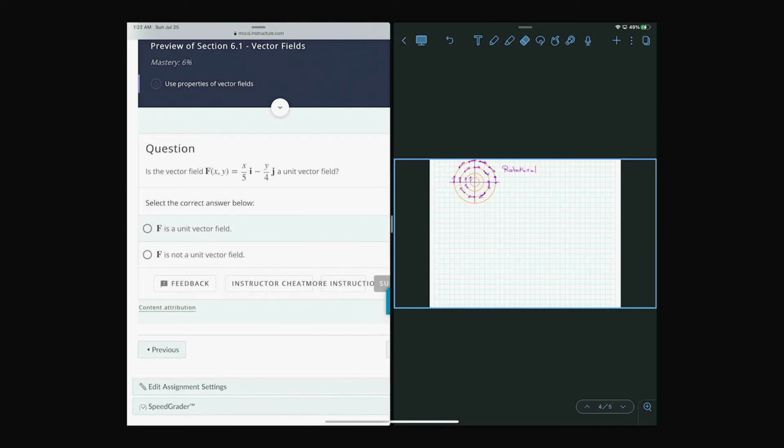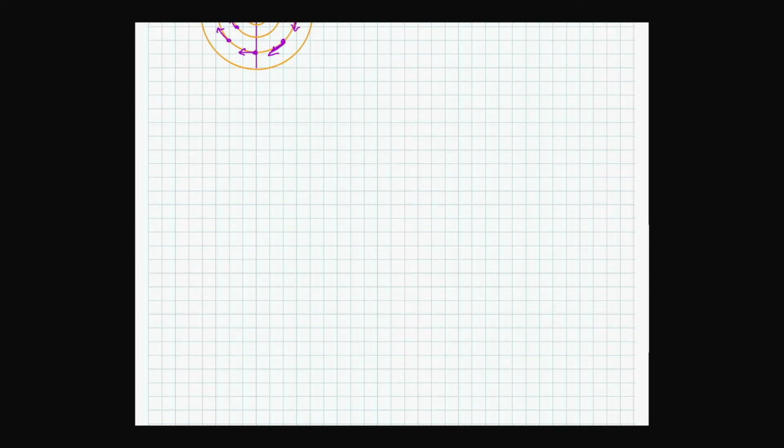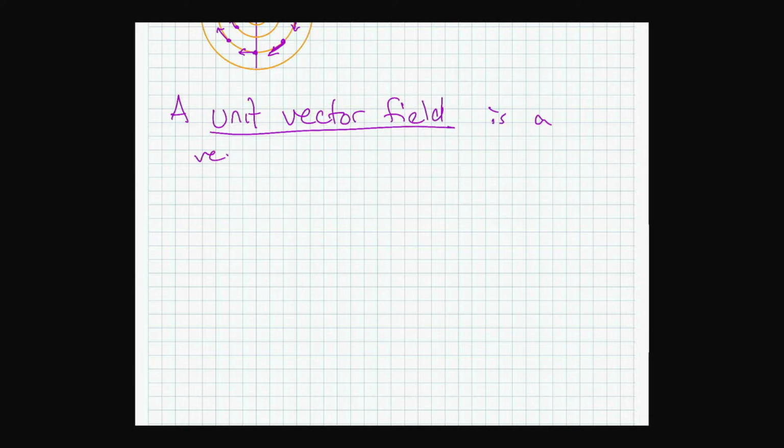Okay, I guess we'll do it in this order. So here's a question. Is the vector field a unit vector field? In order to answer that, we must know what a unit vector field is, right? So let's define it. A unit vector field is a vector field where the magnitude of every vector in the field is 1.